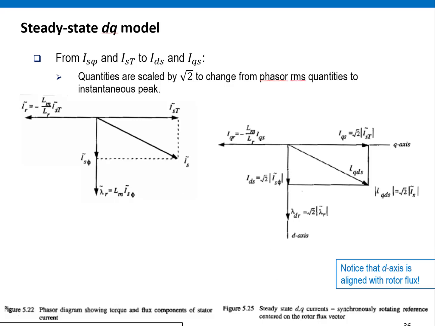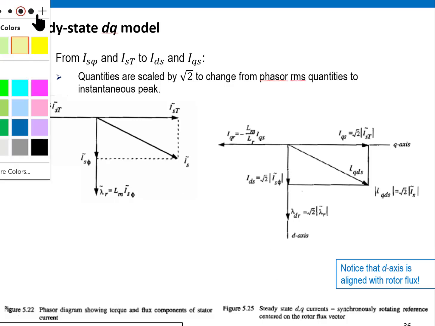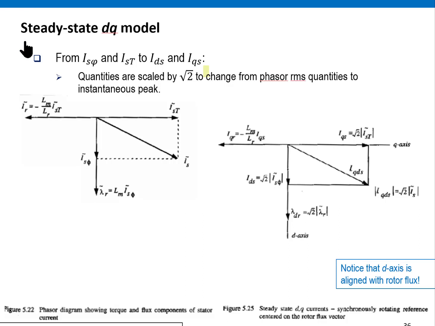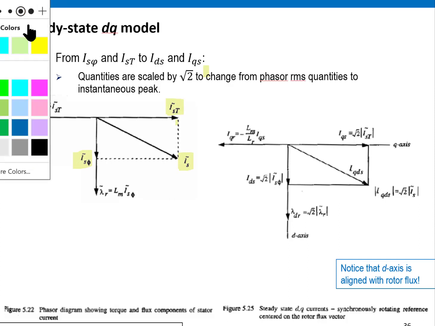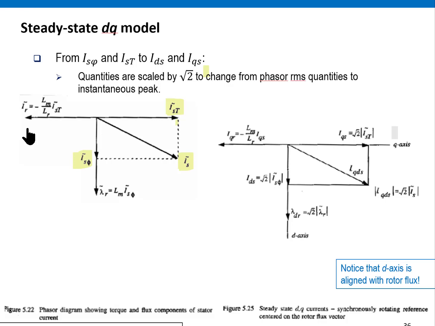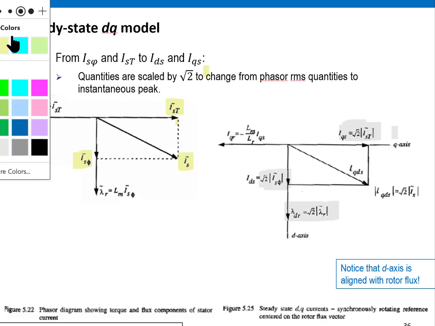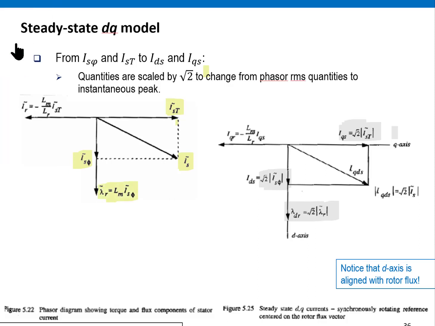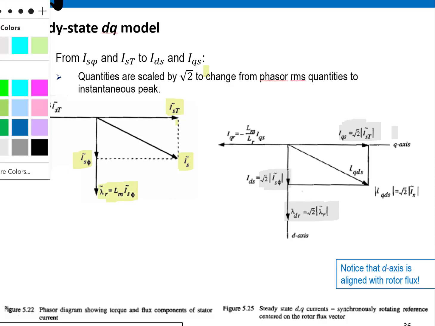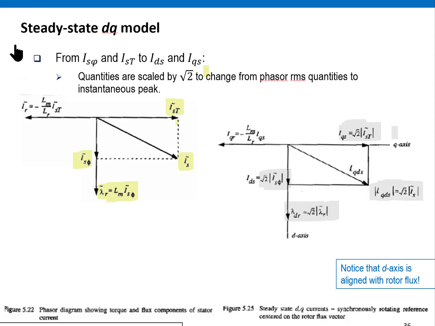Another key point here is that when we looked at the steady state, we were using RMS quantities, so these are RMS quantities here. When we're looking at the dynamic model, these are peak quantities, so they're just different by the square root of 2. Controlling the peak values.